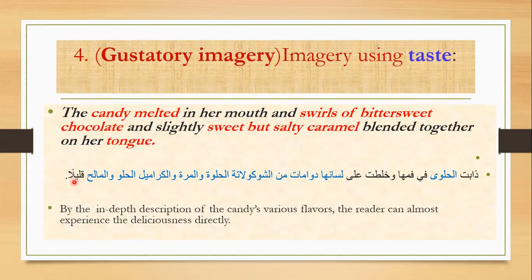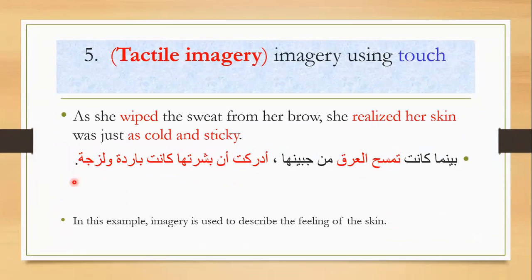So here you can see that in this gustatory imagery, the writer is just using words related to taste. And now the final, tactile imagery, using touch. As she wiped the sweat from her brow, she realized her skin was just as cold and sticky. So here in this example, imagery is used to describe the feeling of the skin because it is related to touch. You see here, when wiping the sweat, she felt it.